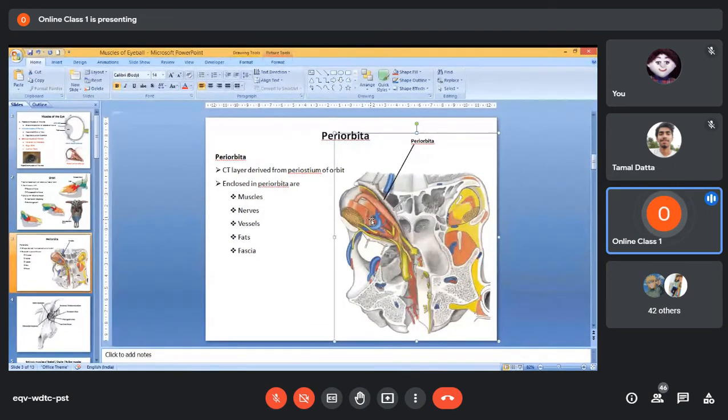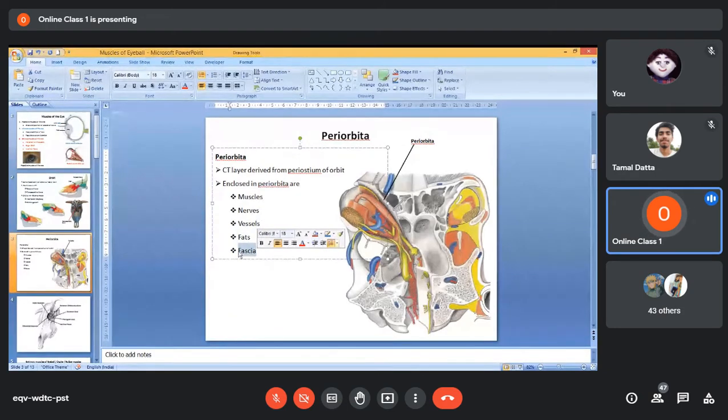So remember, inside the orbit, it is not only the eyeball. In addition to the eyeball, there will be muscles, nerves, and vessels, that is blood vessels and lymphatic vessels. There will be fat, and there will be fascia. All these are accessory structures of the eyeball. Accessory structures of the eyeball include the muscle, nerve, vessels, fat, and fascia.